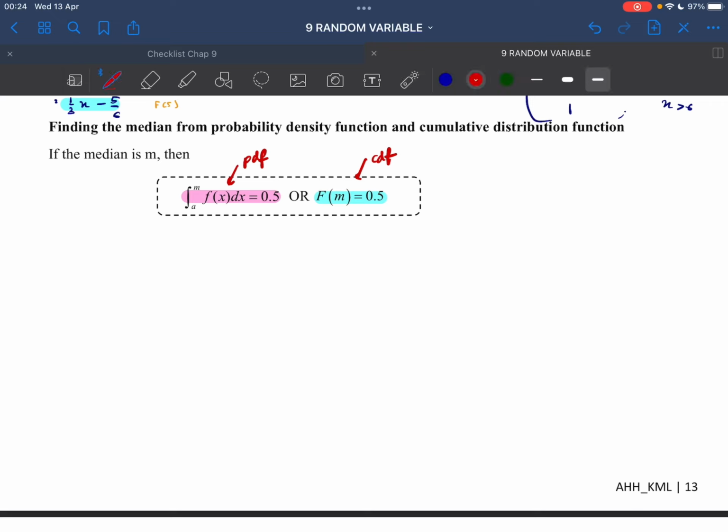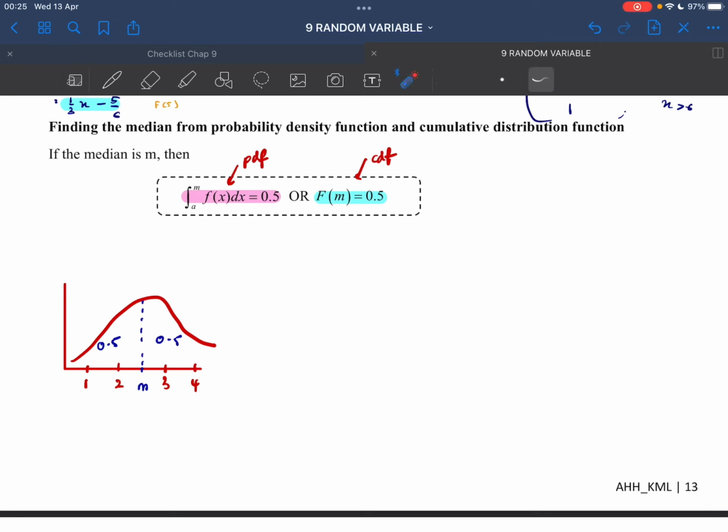So let's see if I can draw a graph here. Let's see, we have a graph here, this is 1, 2, 3, 4. So obviously your median will be in the middle here. So this is your median, which is, you know that this is 0.5, this is 0.5. That's why we have to integrate from negative infinity to m equals 0.5 to find the value for the median if you are given PDF.